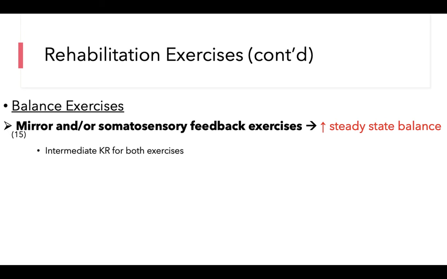So to improve steady state balance, we can use a mirror or somatosensory feedback exercise. The mirror one is done by vertically placing a strip of tape down her shirt and then one on a wall and then having her line that up. And then the somatosensory one is done by placing some type of object vertically up on a wall and having her feel that with her back. Now, for both of these exercises, I'm going to give her knowledge of results, but only intermittently.